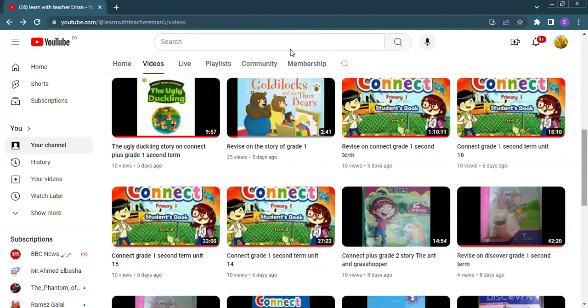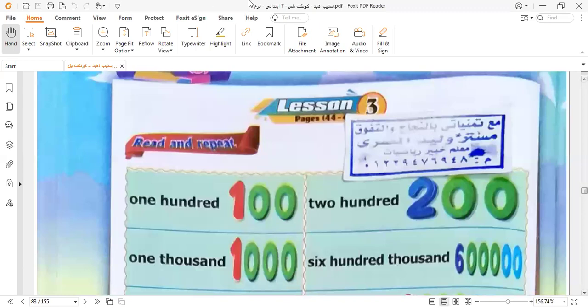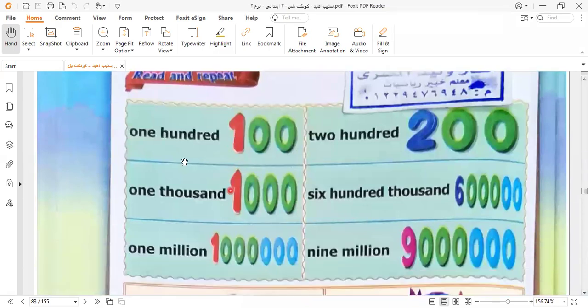Let's go to our unit today. Last class we finished lesson 2. Today I will start from lesson 3 till the end of the unit. Here are numbers.